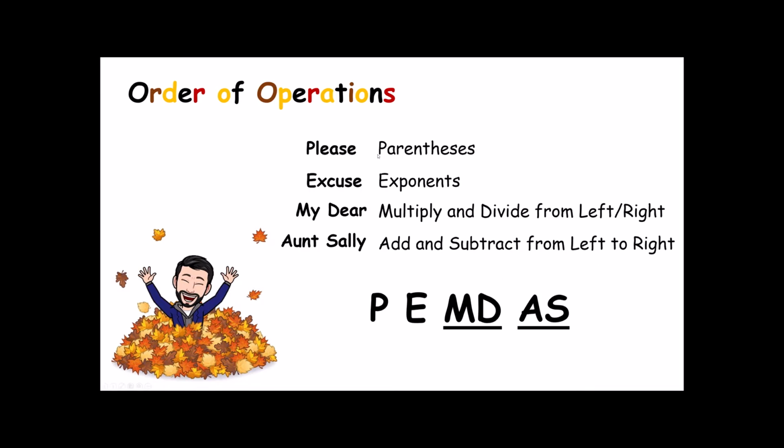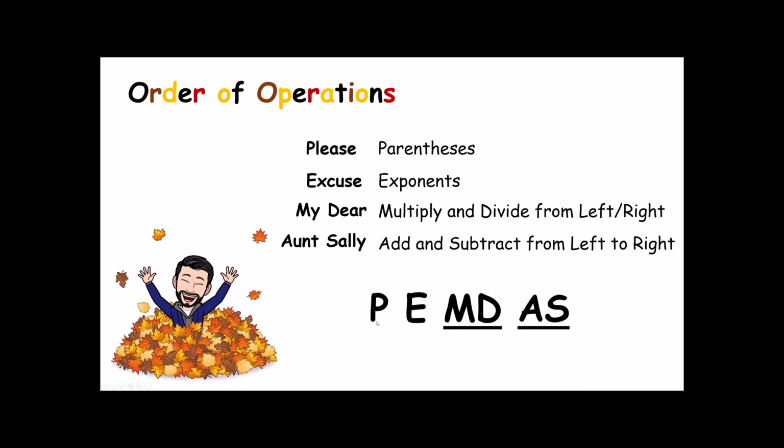Please stands for parentheses, excuse stands for exponents, and then notice I've put my dear together. That's because we don't multiply and then divide in order from left to right. Rather, we treat multiplication and division as equivalents to one another, meaning that we do both of these at the same stage. So if division happens to arrive in a problem to the left of multiplication, we would do that first. Notice I do the same thing here at the end with Aunt Sally, where addition and subtraction are done essentially at the same time in order from left to right. So if subtraction happens to come before addition in a problem, we would do the subtraction first.